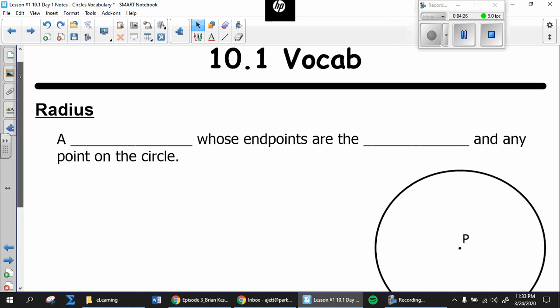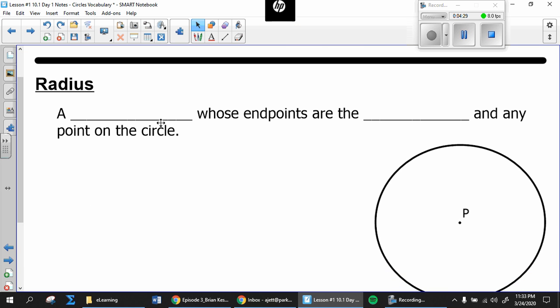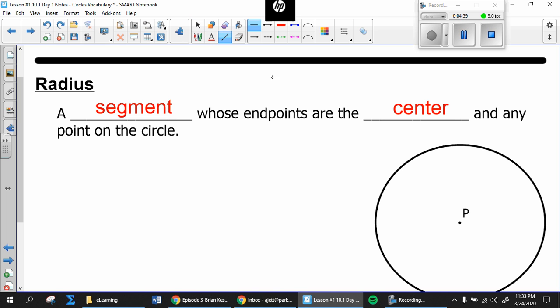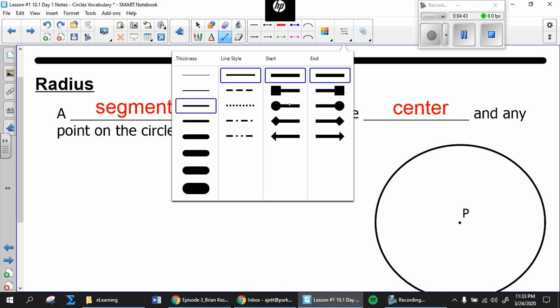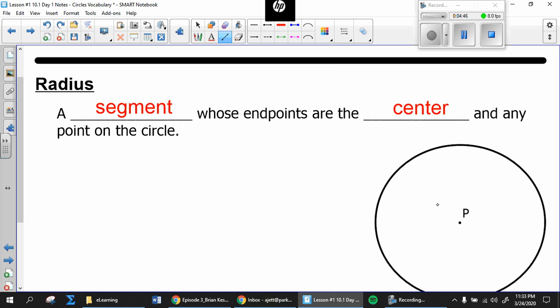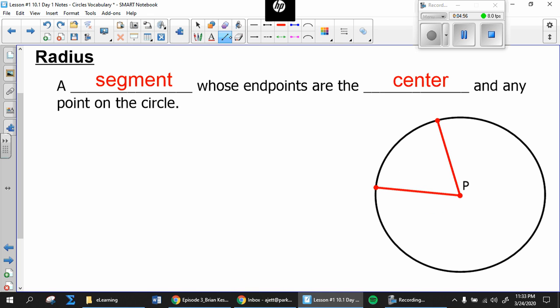Next vocabulary, again, this is stuff that you probably have seen before. A radius, we know a radius is a segment, so it has endpoints. It's not a line, it doesn't go on forever. It's a segment whose endpoints are the center and any point on the circle. If we're looking at a radius, it's this segment right here, or this segment right here.